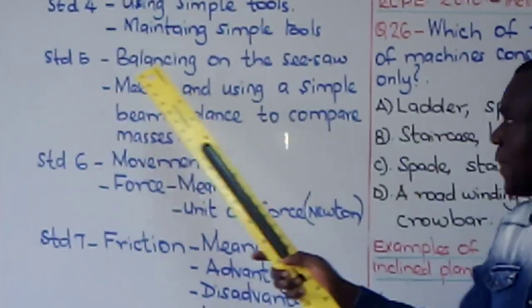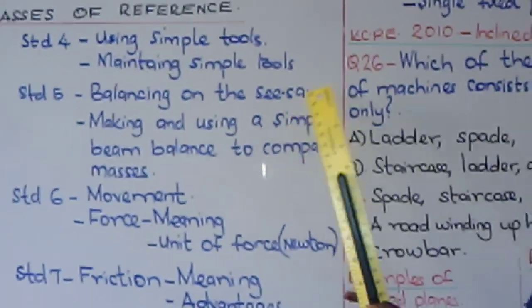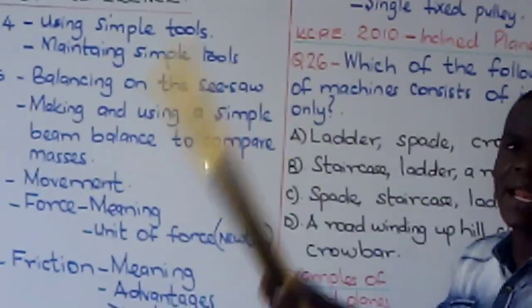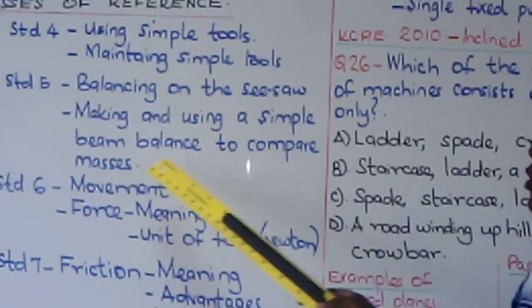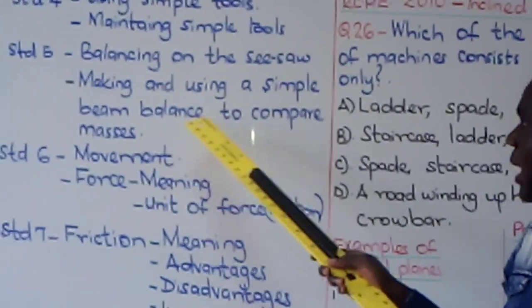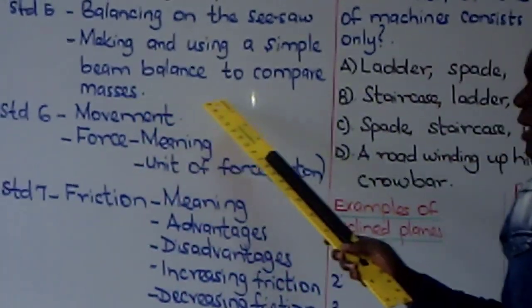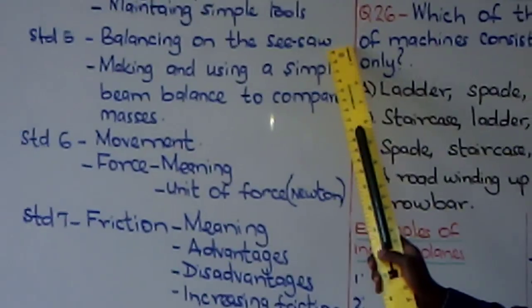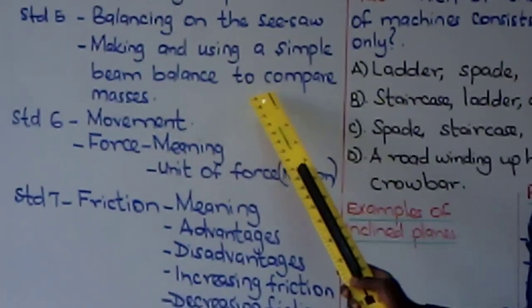Standard 5, they learn balancing on the seesaw. One boy sits on one side and another one on the other side, then they balance on the seesaw. Making and using a simple beam balance to compare masses. That is in class 5. Two subtopics: balancing on a seesaw, and making and using a simple beam balance to compare masses.